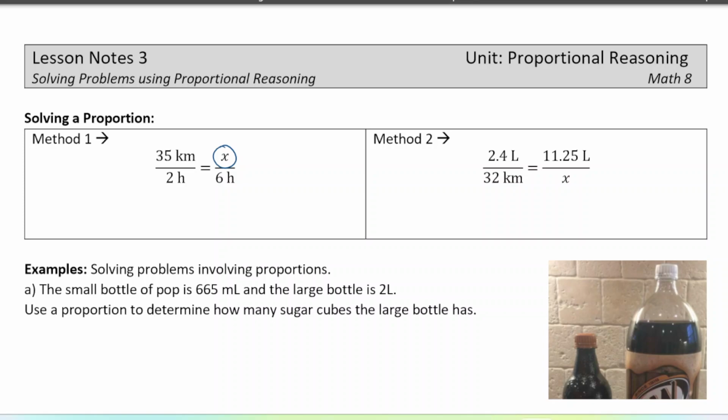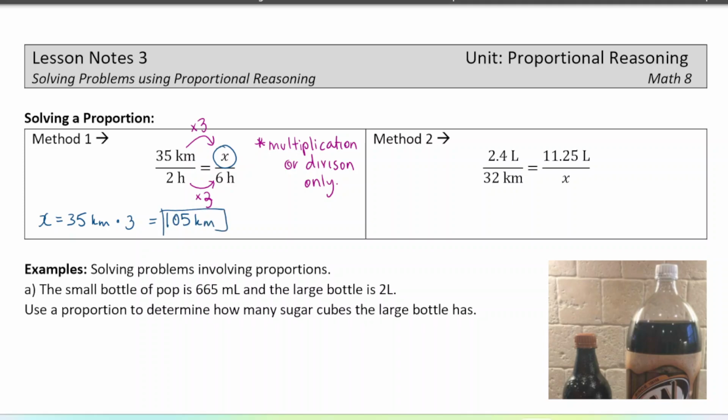can do that. So here I can see that 2 hours can convert to 6 hours by simply multiplying by 3. So then I'm going to do the same to the numerator. We can only do this using multiplication or division. Multiplication or division only. So just make an equivalent fraction using multiplication or division, and you want to do the same to the top and the bottom, or the numerator and the denominator. Okay, so here we would see that X is 35 kilometers times 3, which is 105. So that would be our final answer.